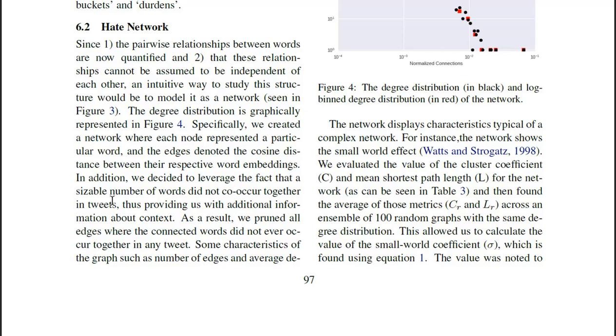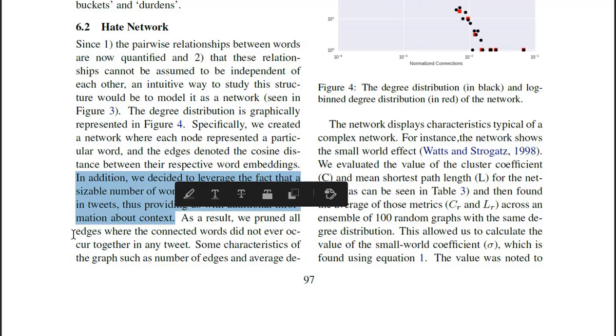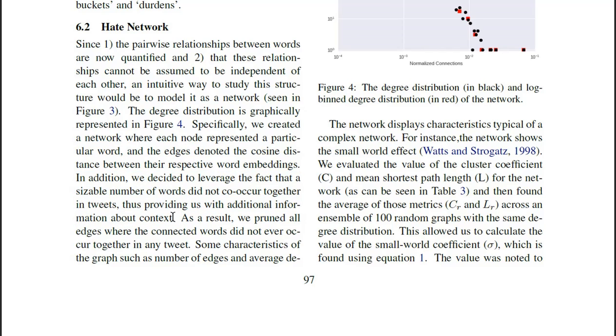In addition, we decided to leverage the fact that a sizable number of words did not co-occur together in tweets, thus providing us with additional information about context. So this is pretty intuitive, I guess, because if you have say 10,000 words, you won't expect every word to have occurred a lot of times with every other word. As a result, we prune all edges where the connected words do not ever occur together in any tweet. So even though you might have some similarity measure, because you can always do a cosine distance between two vectors, if they never occur together, then there's no point having an edge between them.